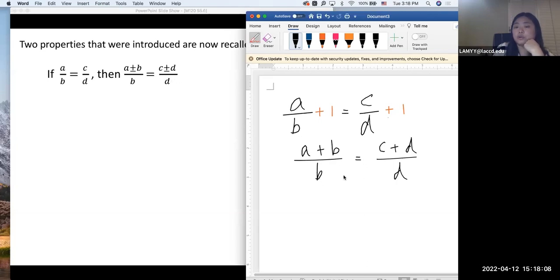Or you could use the minus. Do the same thing, but subtract 1 from both sides instead. So if A over B equals C over D, then A plus or minus B over B equals C plus or minus D over D. We proved this part in the previous chapters. It can be plus or minus.